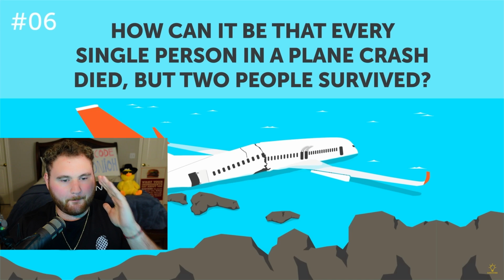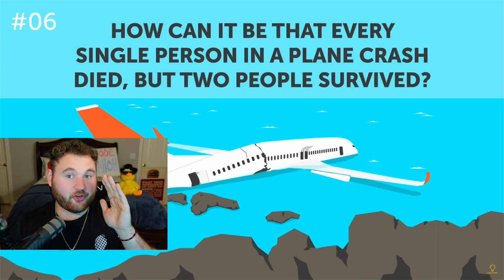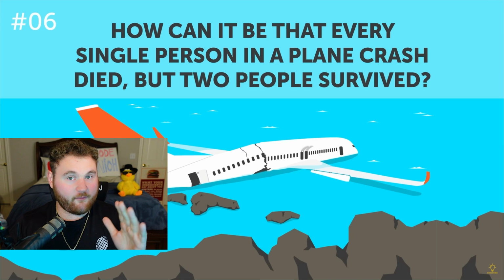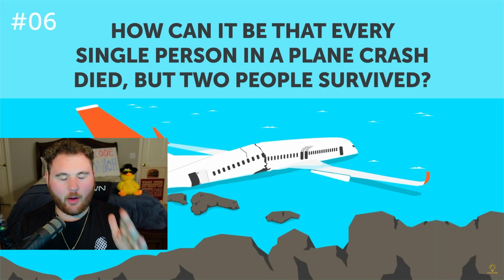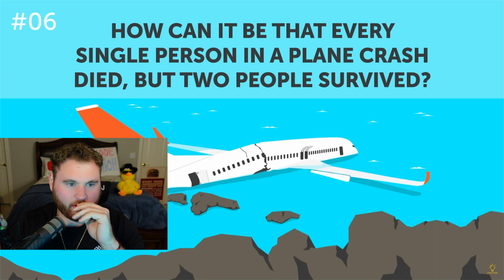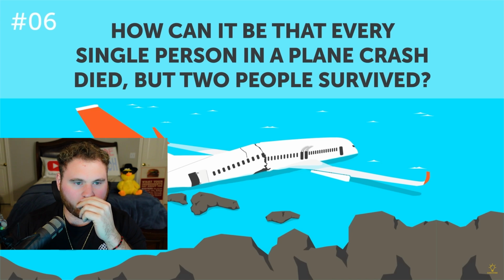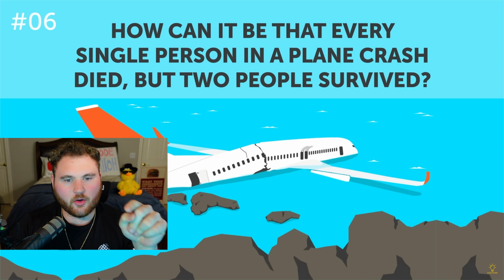The question with the bungalows was very specific about the stairs, saying that bungalows only have 1 floor, which is true. Now, I don't think they would ask us this question if there wasn't a right answer, because they would just say every single person died but leave out the 2 people survived. So how can it be that every single person in a plane crash died, but 2 people survived?